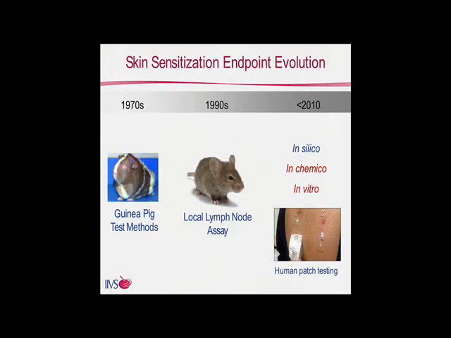The evolution of this endpoint began in the 1970s with assessment using the guinea pig test methods, then moved to the 1990s, where these methods were both refined and reduced the number of animals used with the local lymph node assay. Now, moving into 2010 and beyond, many new methods have been developed to assess this endpoint with the goal of the ultimate replacement of animals in mind, including in silico tools, in chemico and in vitro assays, which we'll be highlighting today, and also human patch testing on volunteers to assess skin sensitization.